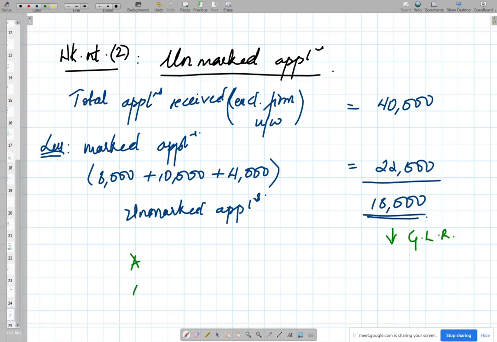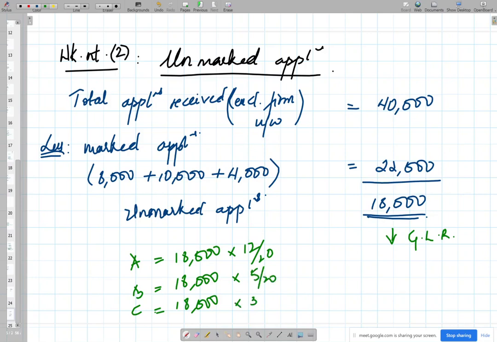So you have A, B and C. How much is to be distributed? 18,000 will be distributed among all. And what is the ratio? First fellow is 12. Out of how much? 12 plus 5 plus 3 gives you 20. Multiplied by 5 by 20, multiplied by 3 by 20.